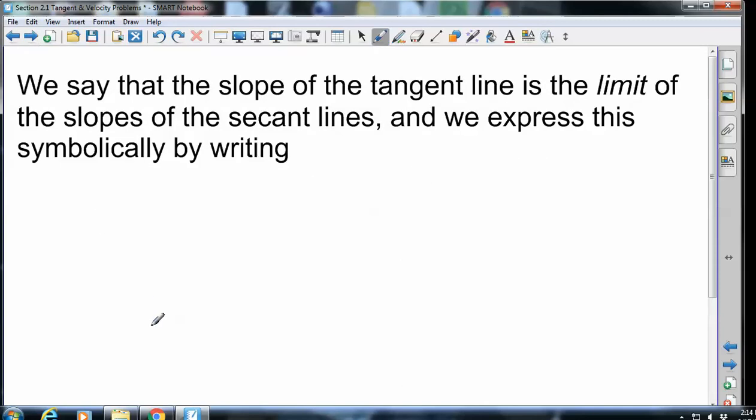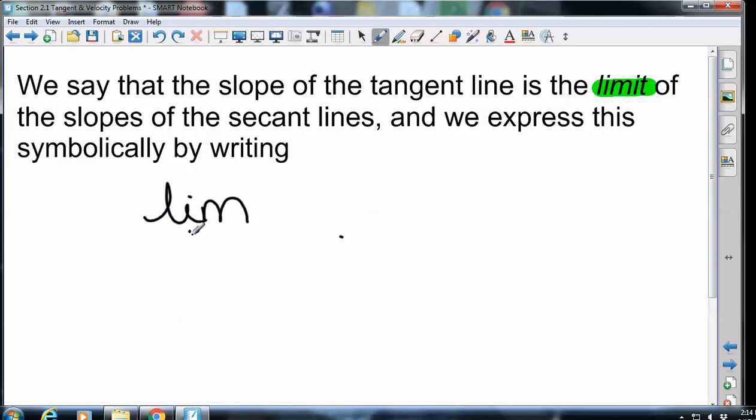Okay. So the next few slides are really just more describing what just happened there. We say the slope of the tangent line is the limit. You are going to see me talking about limits a lot. So this is just the first time we're seeing that term, but definitely not the last. It's the limit of the slopes of our secant lines. Okay, how I would write that.